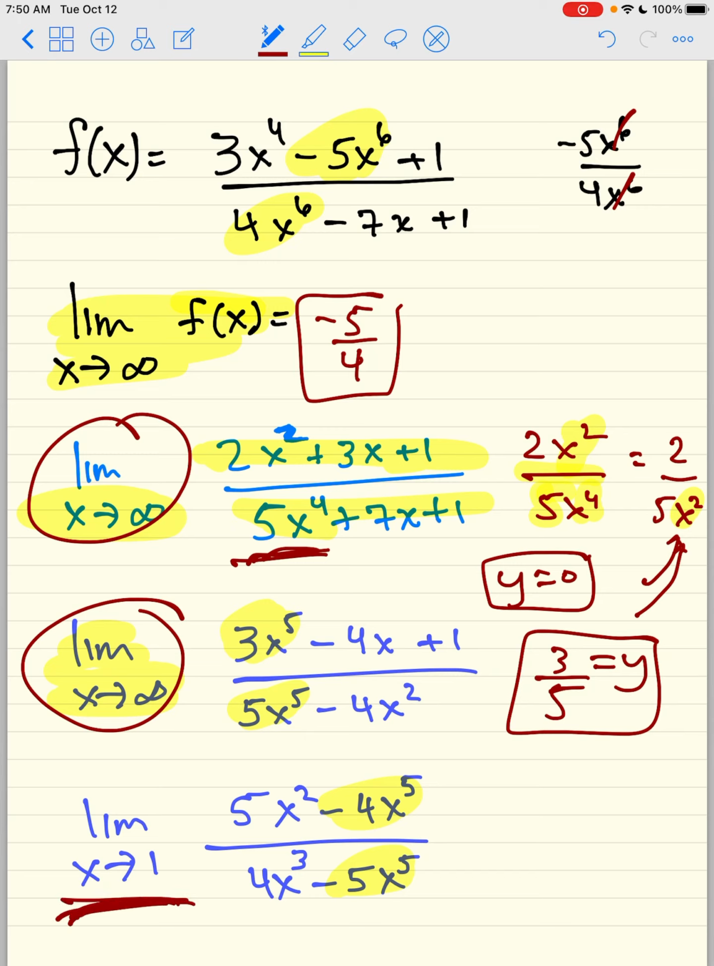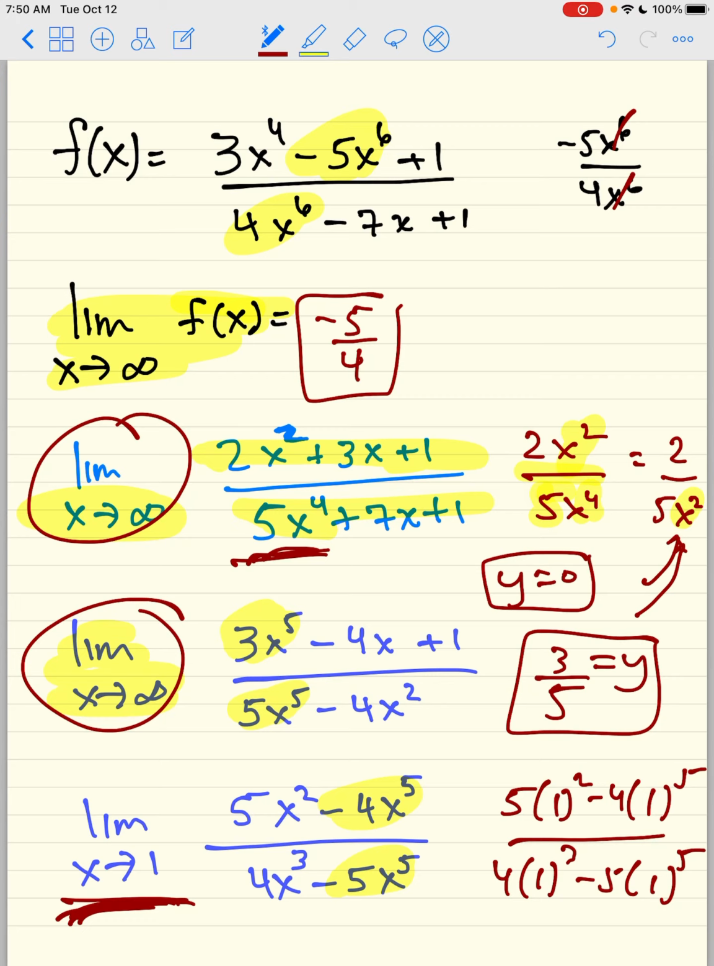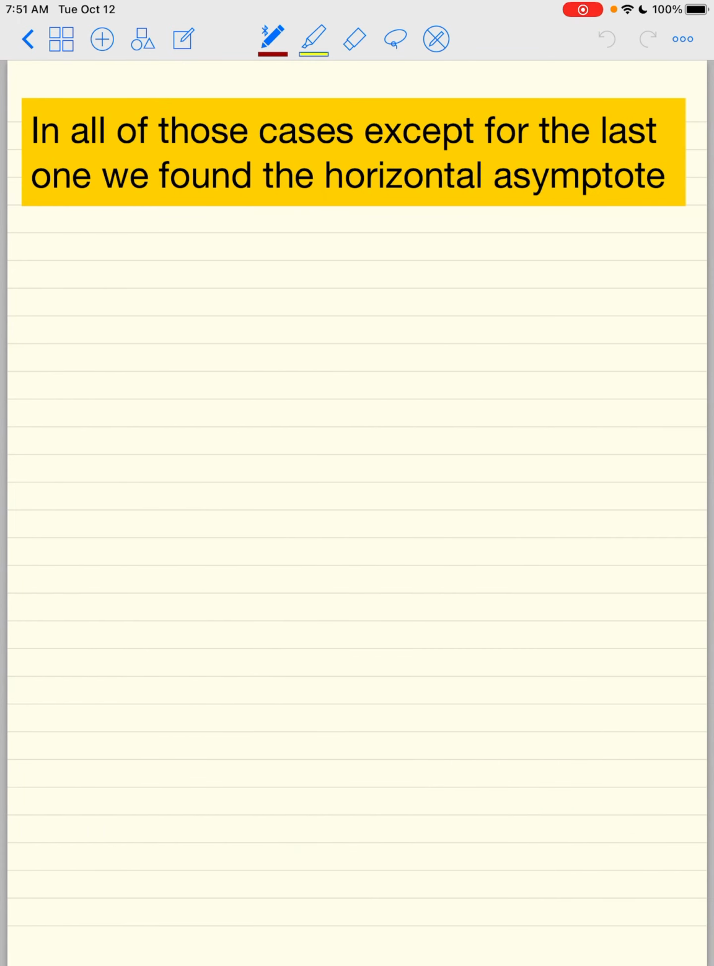I'm asking you about what happens at 1. How do we do limits? We just do direct substitution. 5 times 1 squared minus 4 times 1 to the 5th over 4 times 1 to the 3rd, 5 times 1 to the 5th. So you're going to get 1 on top and -1 on the bottom, and so you're going to get -1. So guys, make sure that you understand what you are approaching. When it's infinity, they're basically looking for the highest exponent in the numerator and denominator.